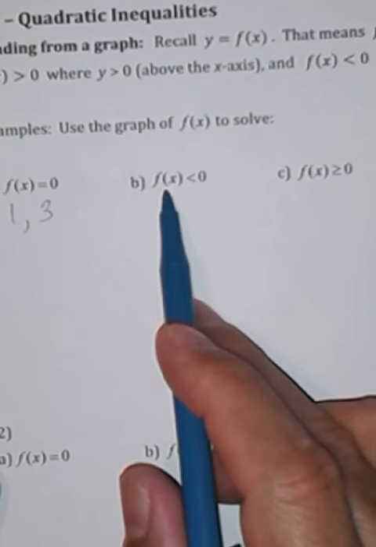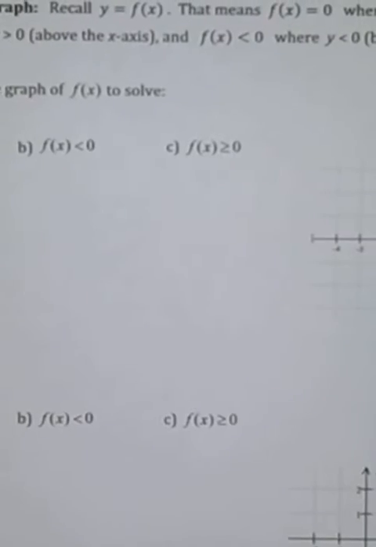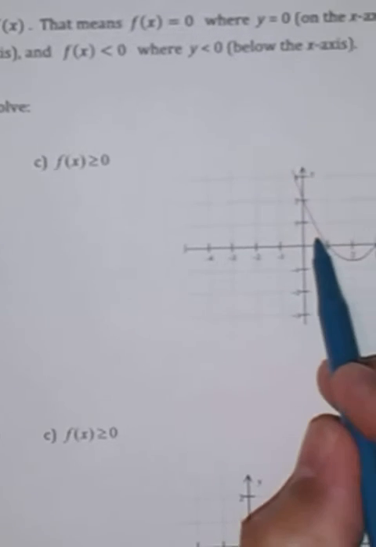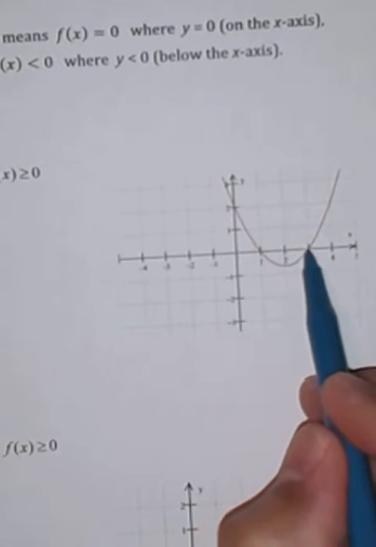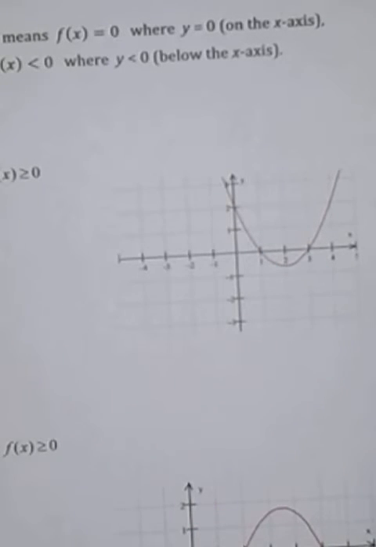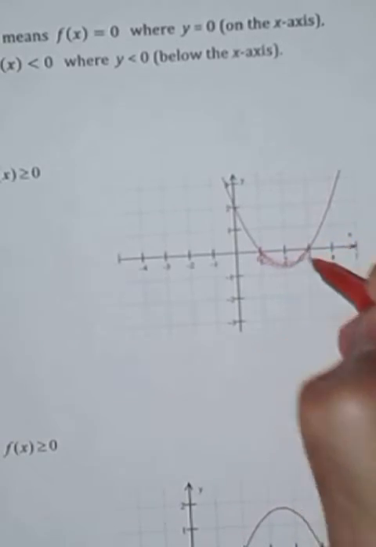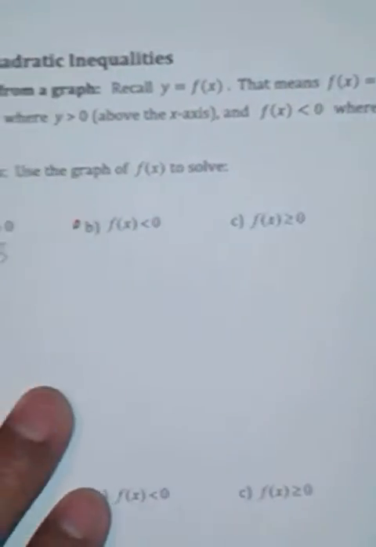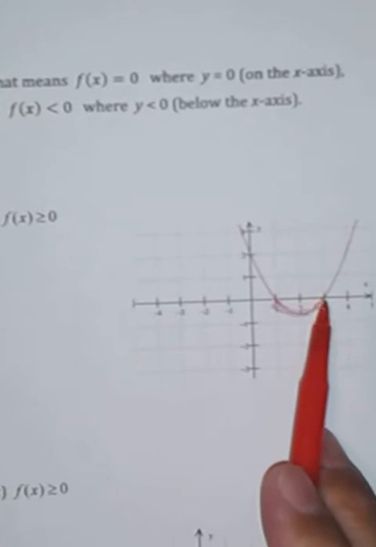All right, what about f of x less than 0? That's like saying where is y less than 0? Now remember, it's on the graph because we're looking at f. On the graph, well, y is less than 0 below the x-axis. Okay, and below the x-axis, the points on the graph are right here. Now remember, we're solving for x. I'm going to shade that in red. Here's my shading. This is number B.